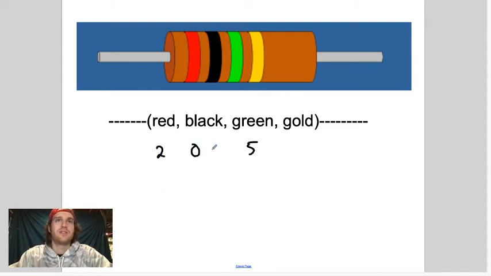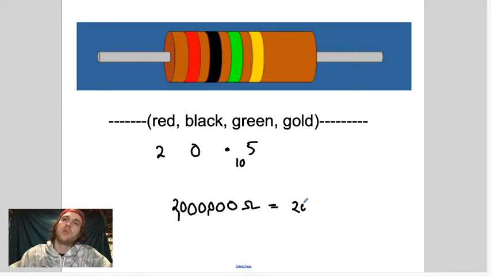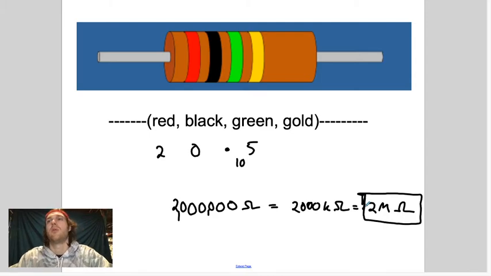That means this is 20 times 10 to the 5th, which is a 1 with 5 zeros. So we take 20, and that just means we add 5 zeros to it. 1, 2, 3, 4, 5. That is 2 million ohms, which is equal to 2,000 kilo ohms, divided by 1,000, which is equal to 2 mega ohms. The unit that makes the most sense here is probably mega ohms. That's super easy to write. Much easier to write 2 mega ohms than it is 2 million ohms.